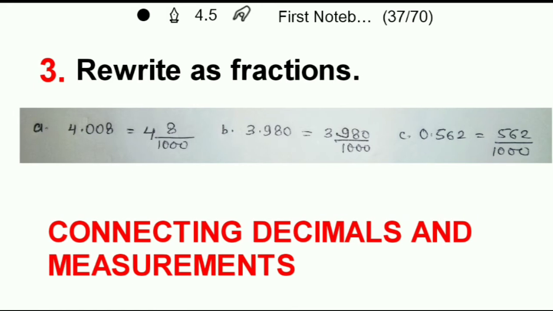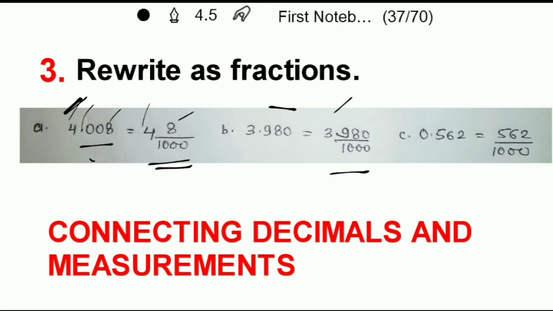Third question, rewrite as fraction. Again, rewrite as fraction means we have to write in the fraction form, like numerator upon denominator. See, this number is a whole number, so we can write the whole number separately. Then this is 0.008. Remove this decimal, we get 1000. This decimal means 1 and 3 numbers are there, so we will put 3 zeros and this 8. So 8 upon 1000. 4 whole 8 upon 1000. In this one 3 whole 980 upon 1000.